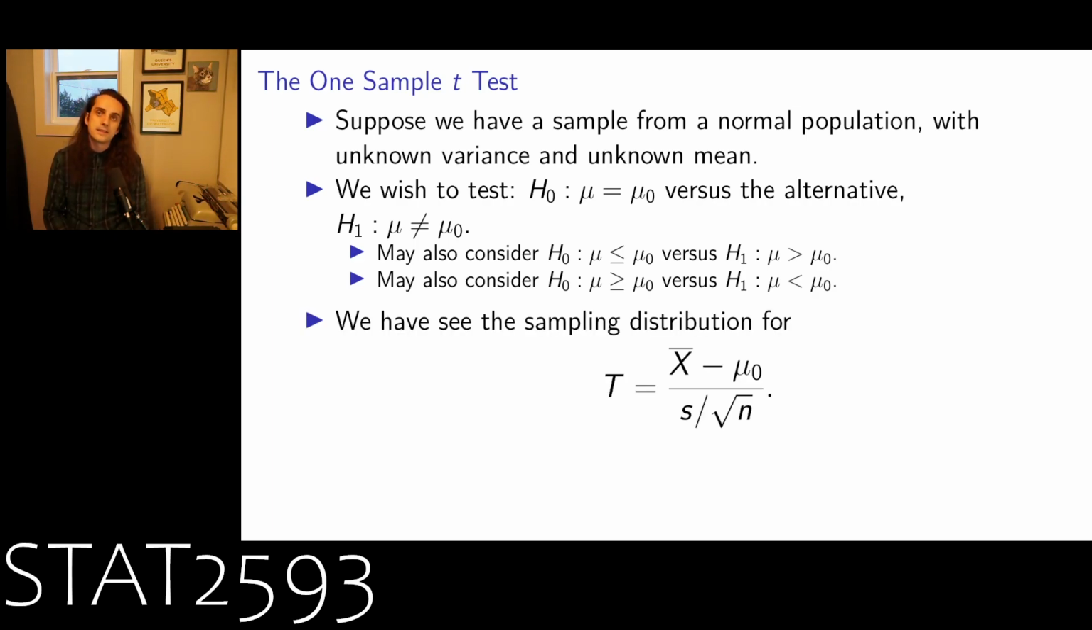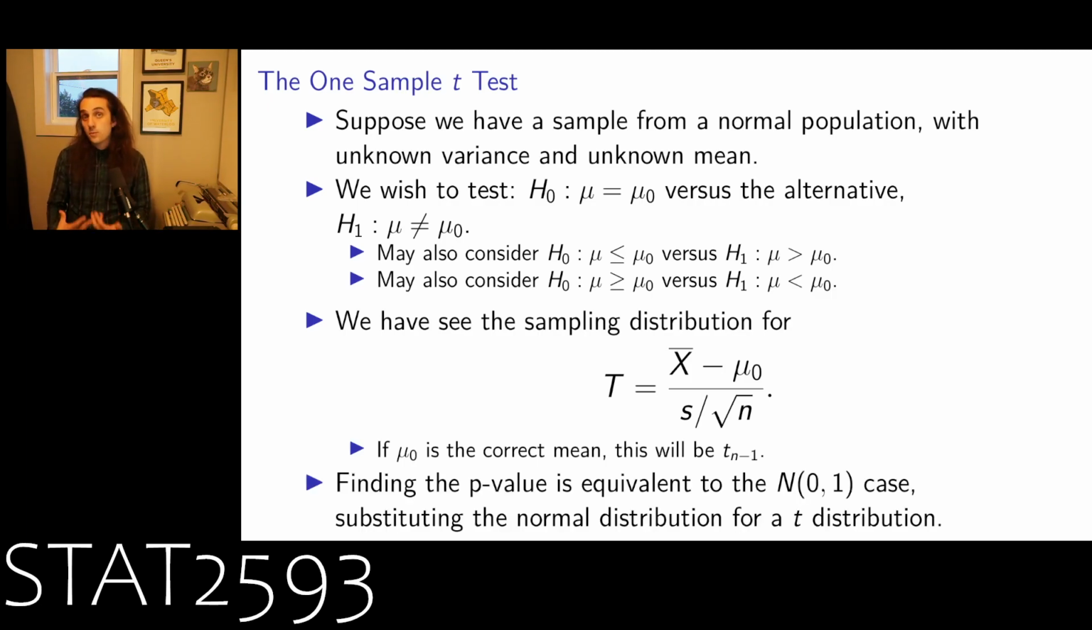Then we've been looking at this test statistic, where you take the sample mean, you subtract off the mean under the null distribution, and then we divide by the sample standard deviation scaled by the square root of n. When we were looking at confidence intervals, if we assume that mu naught is the correct mean, then we saw that this took a t-distribution with n-1 degrees of freedom. The same thing is going to happen here. What we can do is just take the t-distribution in place of the normal distribution that we saw last time and do p-values and such in the exact same way.